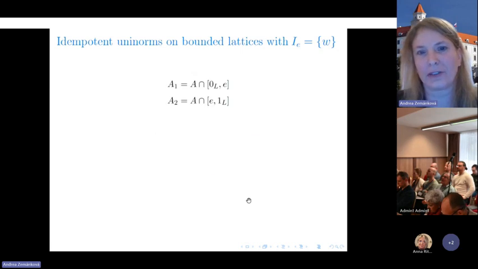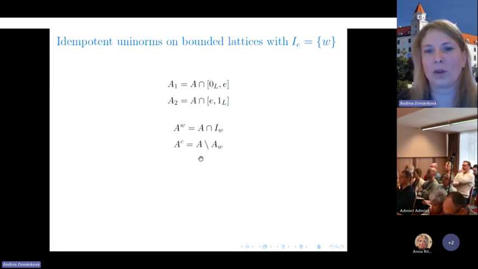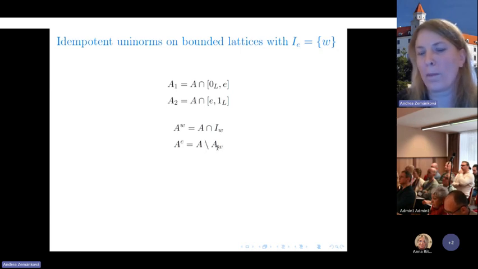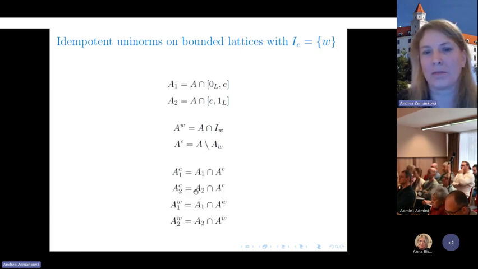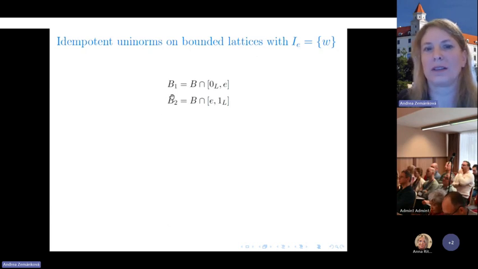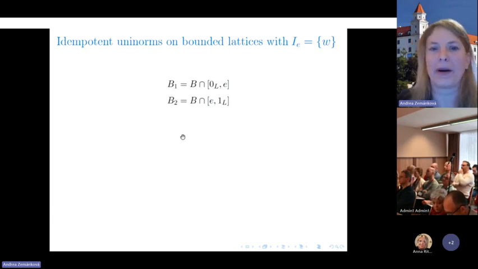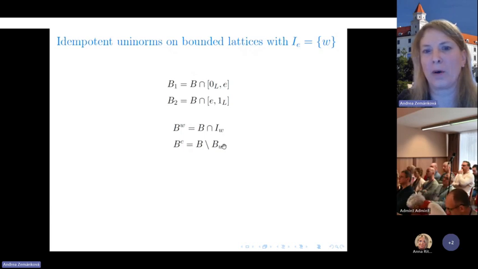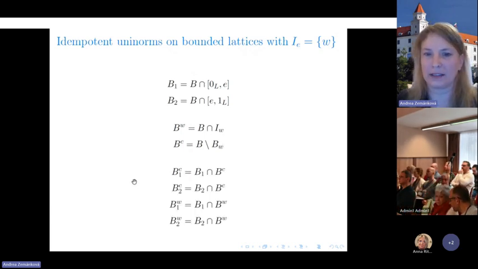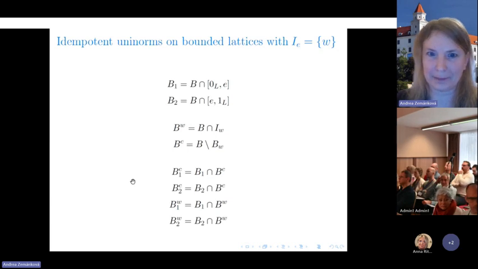We will divide these sets further into lower part and upper part, and we will also assume points from set A which are incomparable with the value W and which are comparable with W. And then by taking intersections, we will obtain the following 4 sets in the lower and in the upper part. And we will do the same with set B: lower part, upper part, incomparable part, comparable part. And by taking intersections, we will obtain these 4 sets.